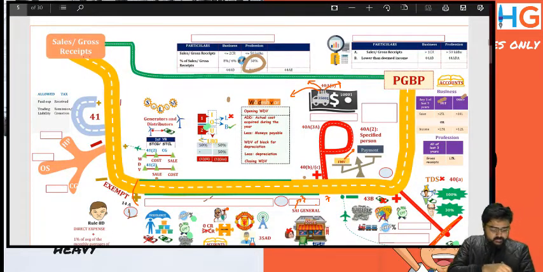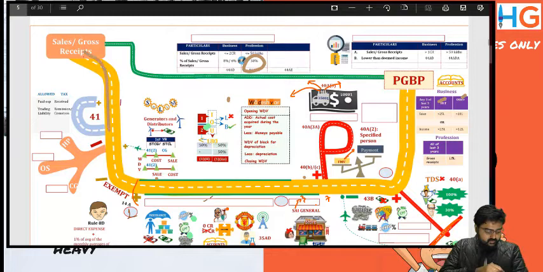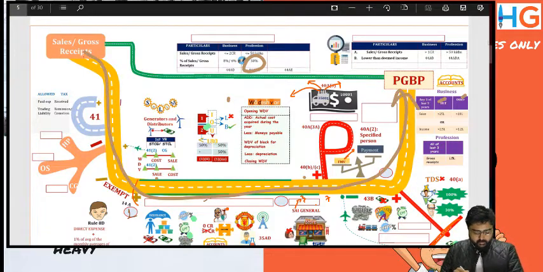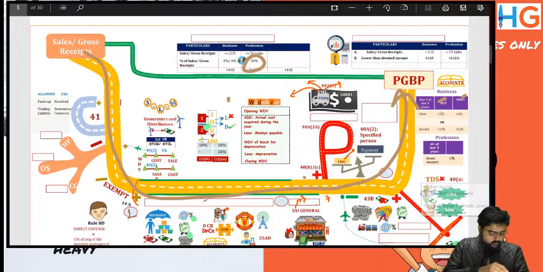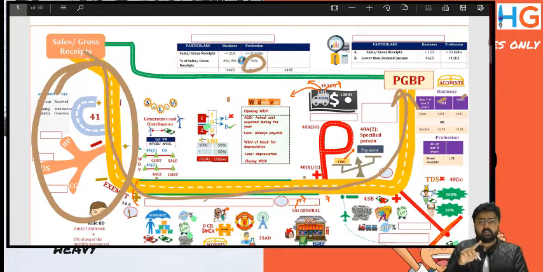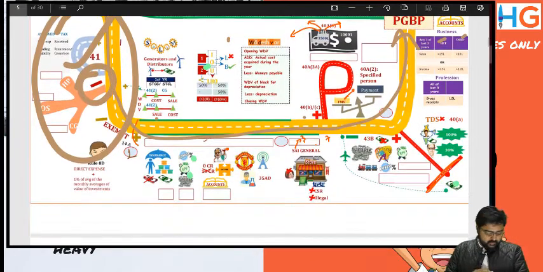So we start with sales, we reach PGBP. To reach PGBP we have to first check the credit side. On the credit side, we check whether section 41 income is credited. If not credited, we have to add it. We have to deduct other heads of income. We have to deduct exempt income. Similarly, we have to see expenses related to exempt income. We have to add them back.